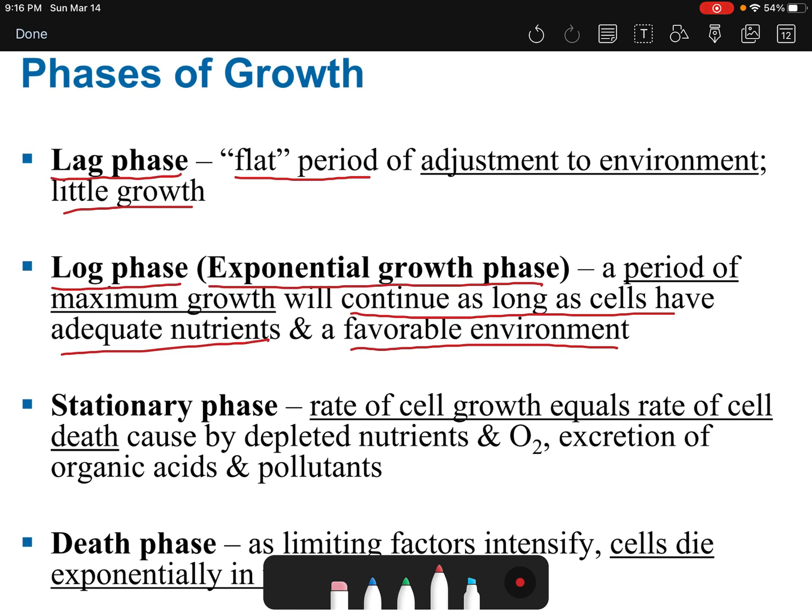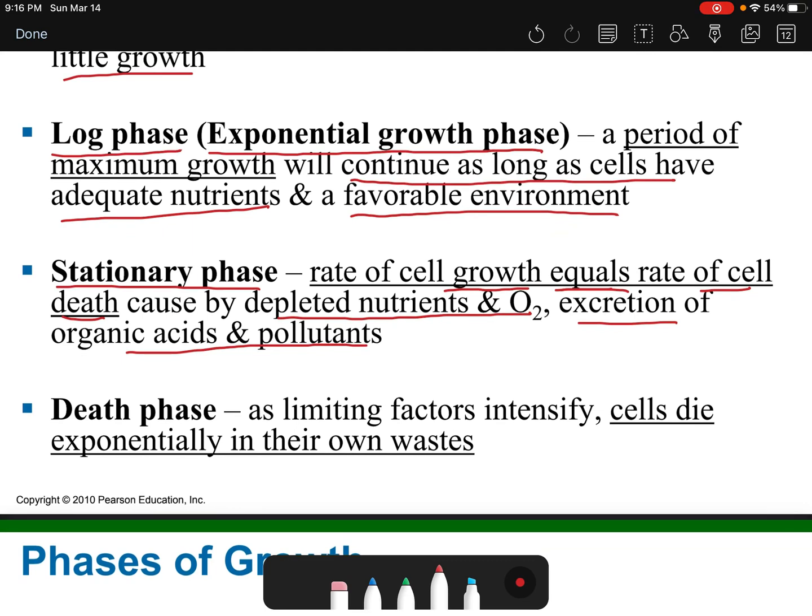Eventually, you're going to reach what we call the stationary phase. That's where the rate of cell growth equals the rate of cell death. That's because nutrients are going to start to get depleted, along with oxygen, and more and more wastes are going to build up. Now you have limiting factors stopping the growth of those microbes, so they won't just keep on reproducing. The rate at which they're reproducing is equal to the rate at which they're dying. So you'll get this very flat top part of the growth curve where you won't get any more growth.